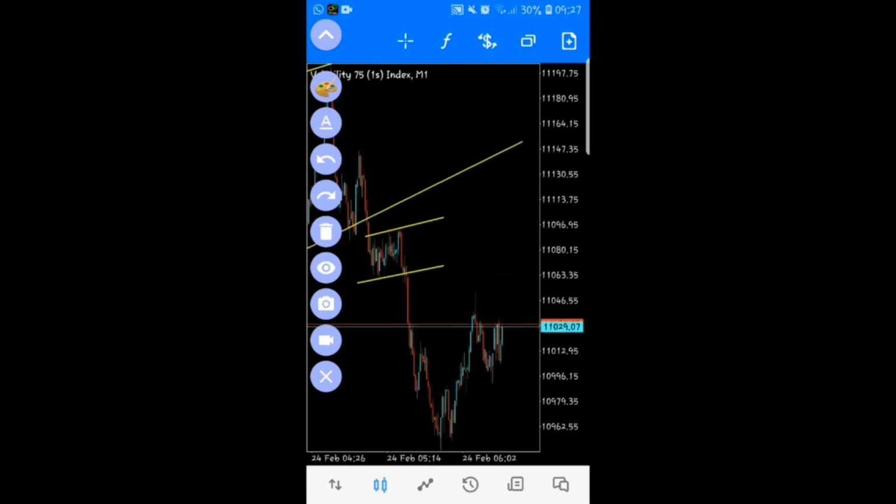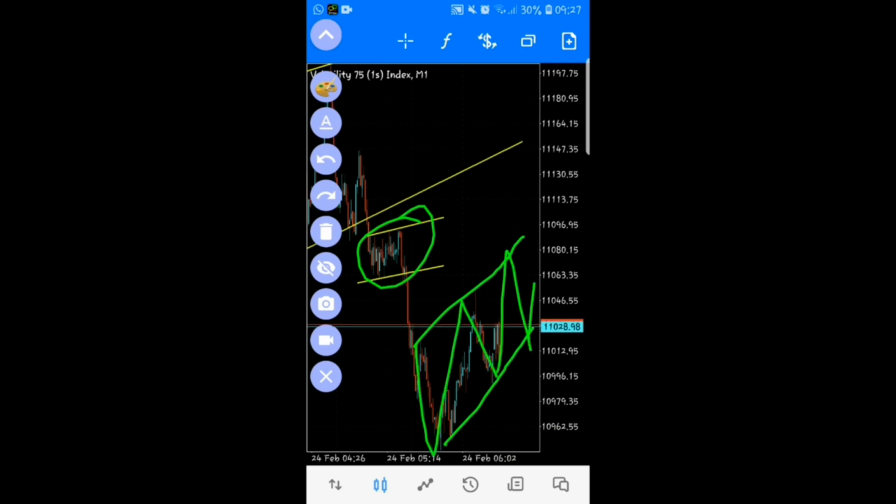So what is happening right now, to me, is a small bearish flag. It's actually coming to create a bigger bearish flag before we see a fall to the downside.